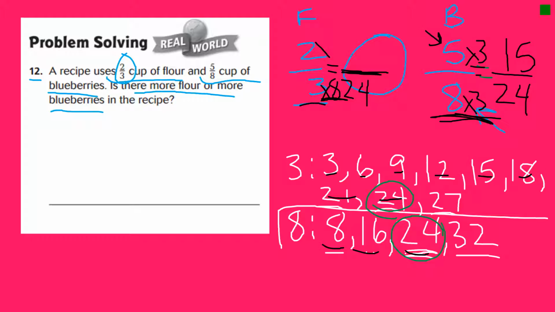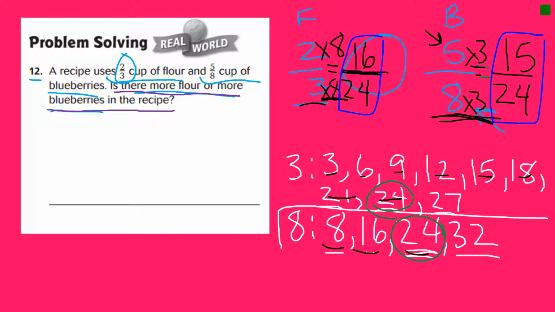What do we do to the numerator? Multiply it by 8. 16. Okay? There we have 16 24ths and 15 24ths. Ooh, those are very, very close, aren't they, guys? Only 1 24th apart from each other. So after all that math, it's like, wait, what was the problem again? Let's go back. Is there more flour or more blueberries in the recipe?